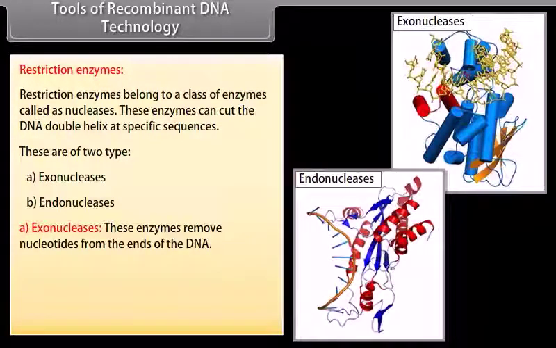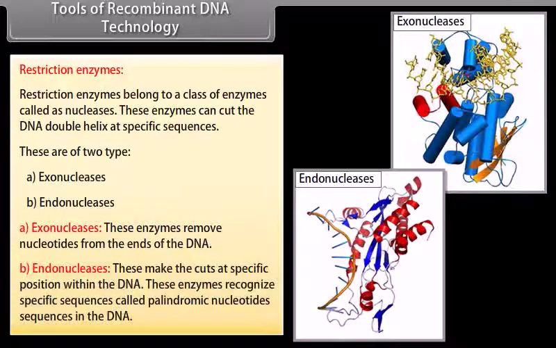Exonucleases. These enzymes remove nucleotides from the ends of the DNA. Endonucleases. These make the cuts at specific position with the DNA. These enzymes recognize specific sequences called palindromic nucleotide sequences in the DNA.